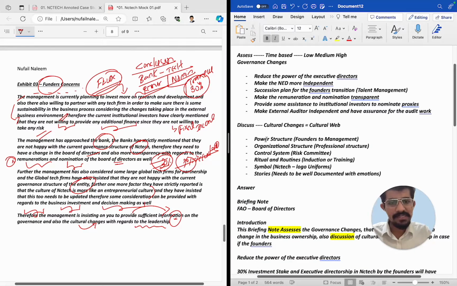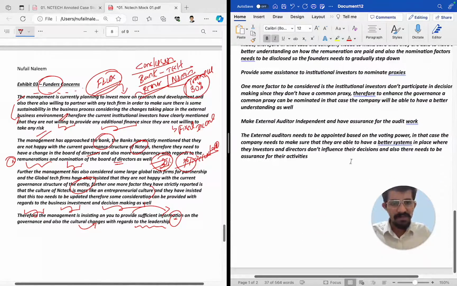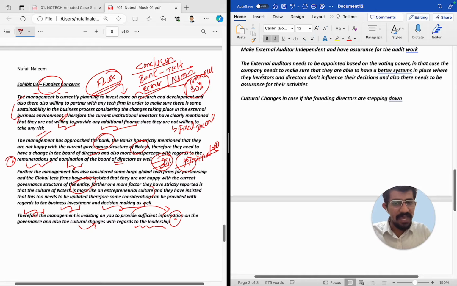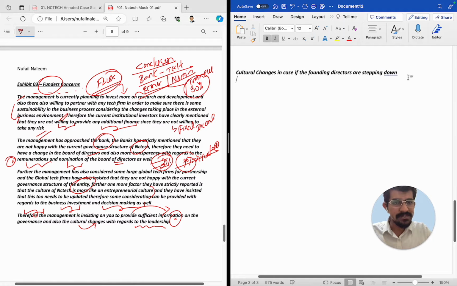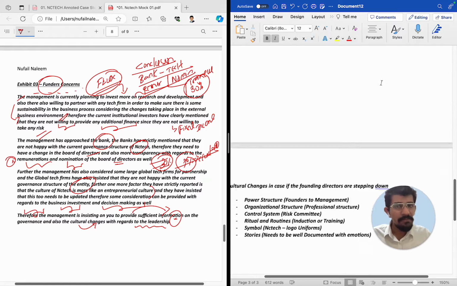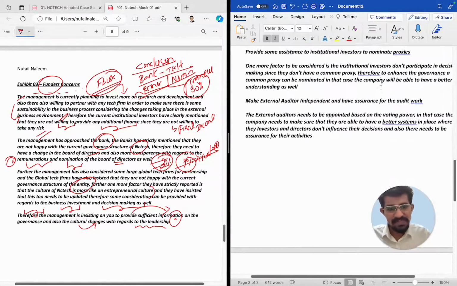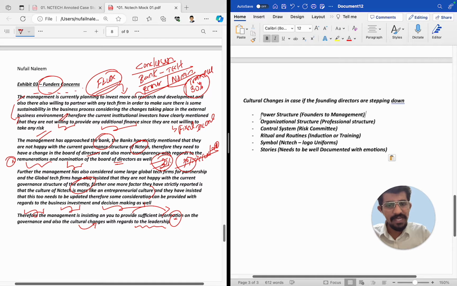And the next one is the cultural changes that is needed. So again, students, I will copy these points. And what I will do is I'll just write down the next one, cultural changes in case the founding directors are stepping down. So students, we have to be very much practical in that. What I have to initially do is a basic assessment of these points. Now you see here the previous one, I did the answer planning first, and then I'm defining the points based on the answer planning structure.